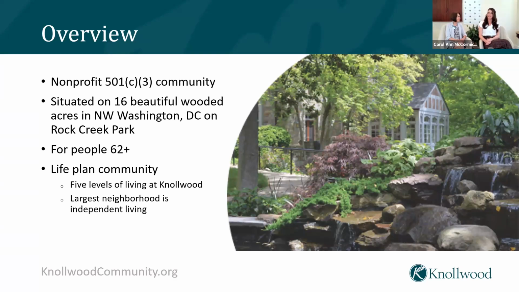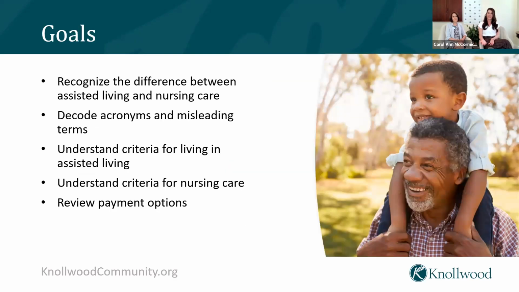We are 62 and greater, and we're a lifetime community. So what that means is we have different levels, 5 levels of living here at Knollwood. And we'll talk to you a little bit more about the nursing and the assisted living today. We do have independent as well. And most of Knollwood is for independent living, but it's important for people to know that there is assisted living and nursing here as well.